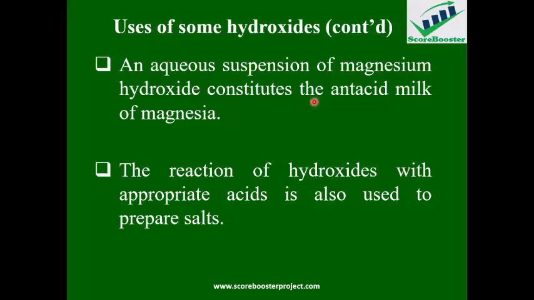Another one is the reaction of hydroxide with appropriate acid, which is used in preparing salt. If you want to prepare salt, let's say sodium chloride, that is common salt, it's very, very common, we use it at home. You can react sodium hydroxide with hydrochloric acid. So that reaction is a neutralization reaction. There is going to be exchange of ions and sodium will go to chlorine to form sodium chloride, and it's very, very useful.